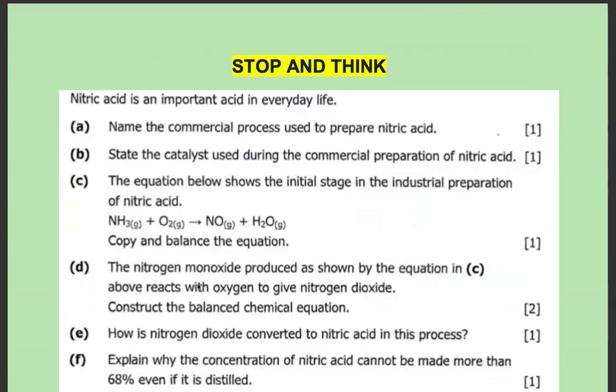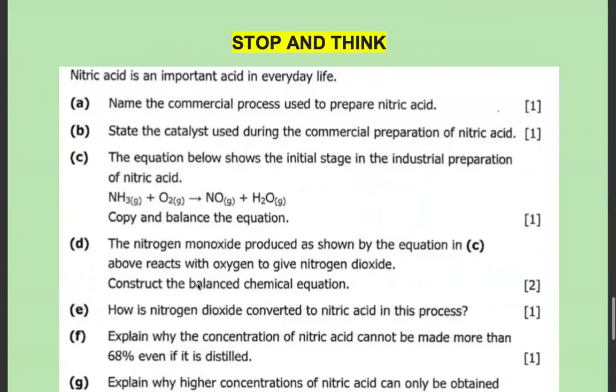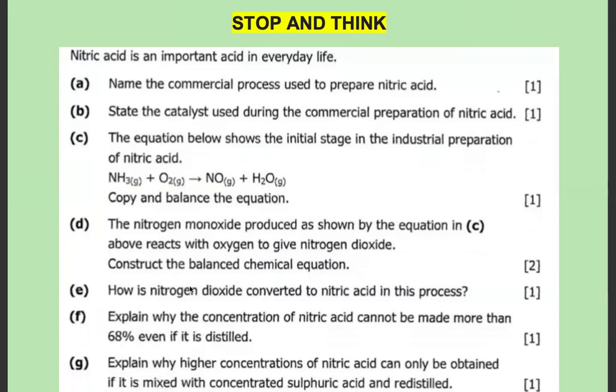Nitric acid is an important acid in everyday life. Name the commercial process used to prepare nitric acid. It's already there. State the catalyst used during the commercial preparation of this acid. It's there. The question below shows the initial stage in the industrial preparation of nitric acid. This is what we called catalytic oxidation. This happens in a catalytic converter, catalytic chamber. So you just need to copy and balance the equation.